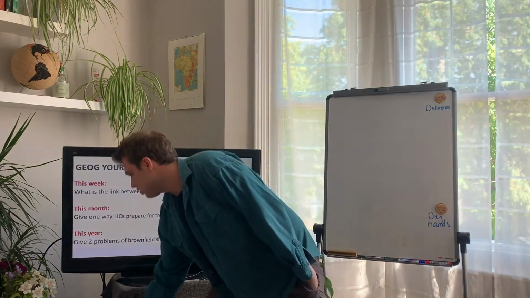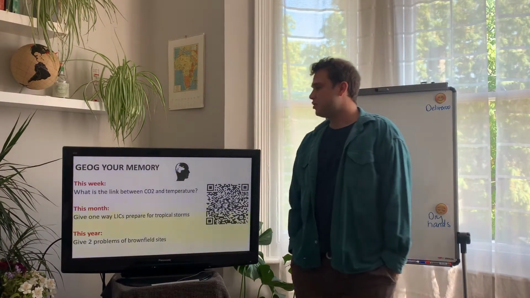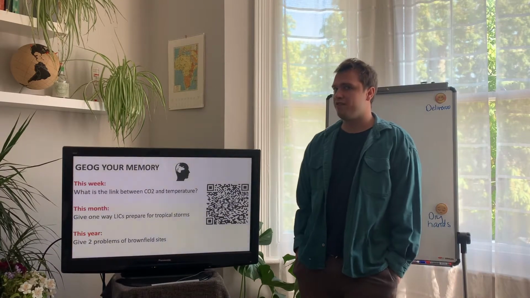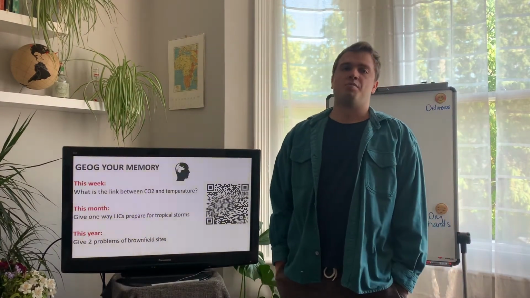So we will start off, as always, with our geography memory. What is the link between CO2 and temperature? Give one way to prepare for tropical storms, and give two problems of brownfield sites. So scan the QR code, have a go at these questions, and I'll be back in a moment.